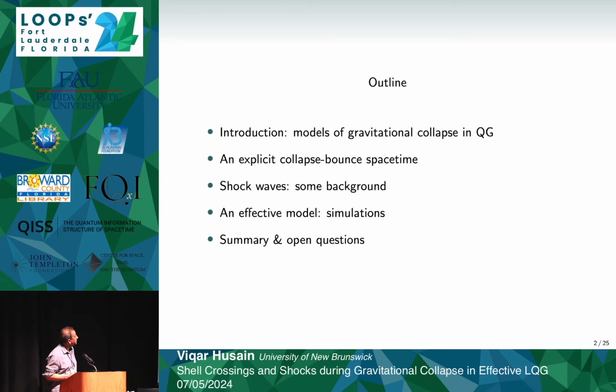So first, I'll give a broad introduction to models of gravitational collapse in quantum gravity and the types of things that people have been studying. And then I will give you an explicit collapse-bound spacetime, which is a phenomenological metric. Then after that, I'll talk about some background into shock waves using an example system. And then I'll come to the main topic, which is an effective model and some simulations from that effective model, and then after that, sum up.